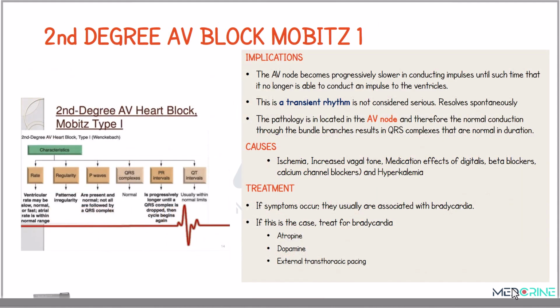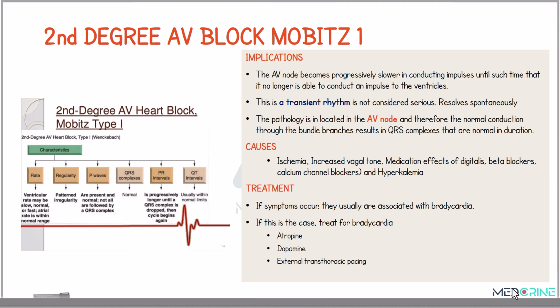Let's look at the implications, causes, and treatment of the second degree heart block. The AV node becomes progressively slower over time in conducting the cardiac impulses until such a time that it's no longer able to conduct any impulses to the ventricle. This type of heart block is a transient rhythm that is not considered a serious rhythm and resolves spontaneously.